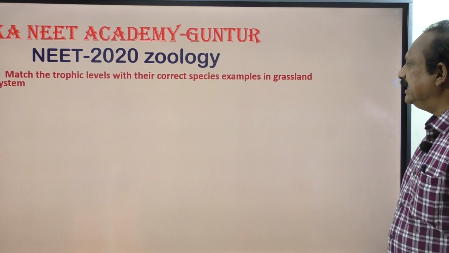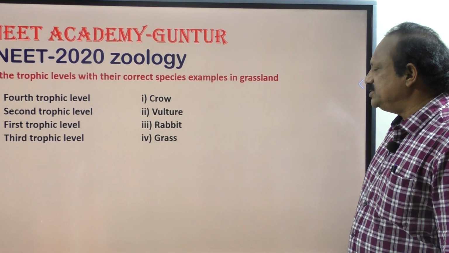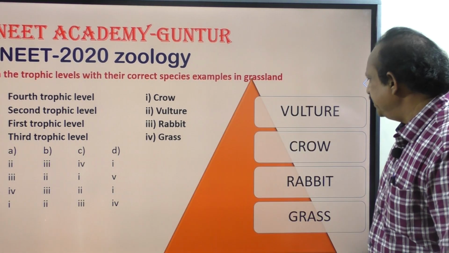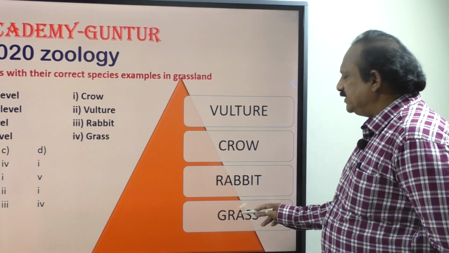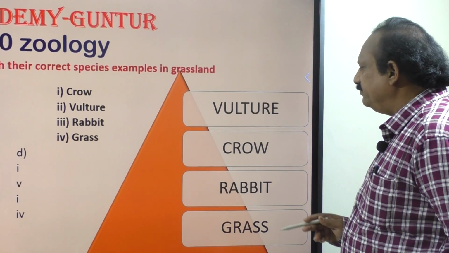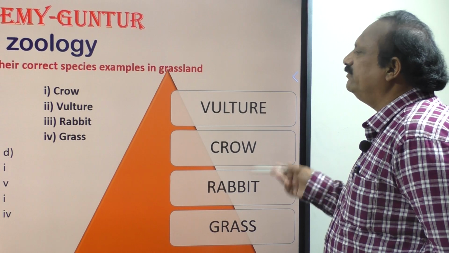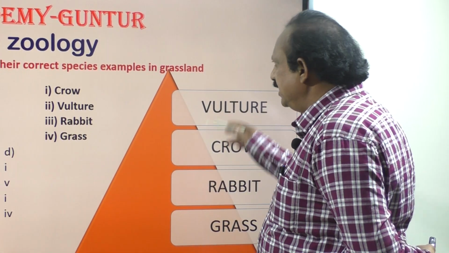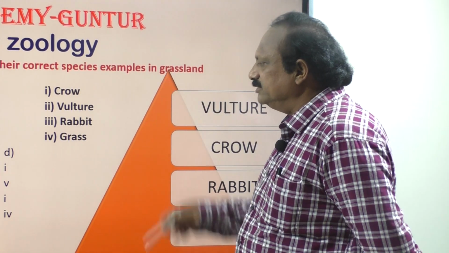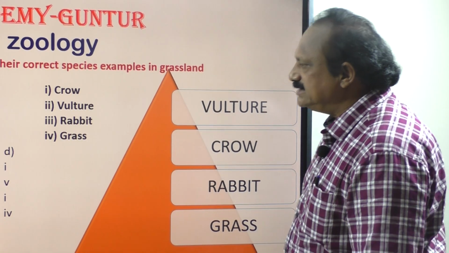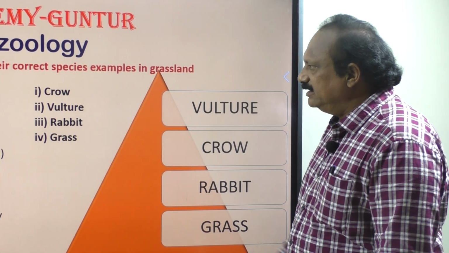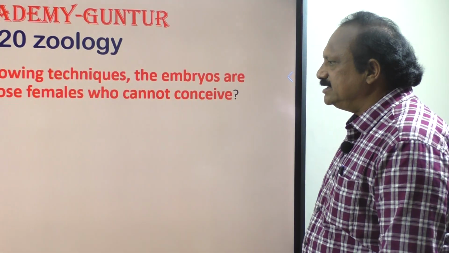Match the trophic level with their correct species examples in the grassland ecosystem. Look at this one here. The grouse is at the first trophic level, a rabbit is at the second trophic level, the crow is at the third trophic level, and the vulture is at the fourth trophic level. So this is the sequence of various animals in the first to fourth trophic level according to this question. Therefore, the answer is the first option.